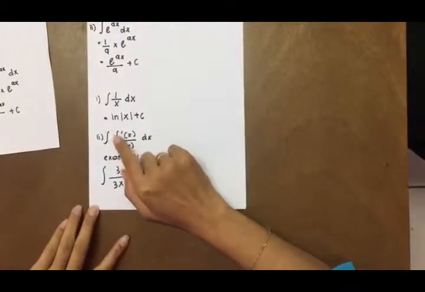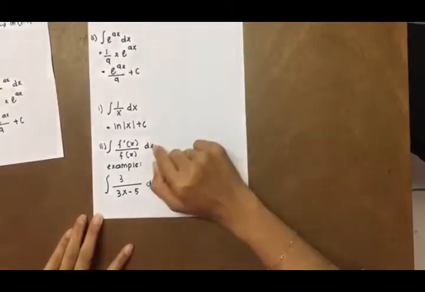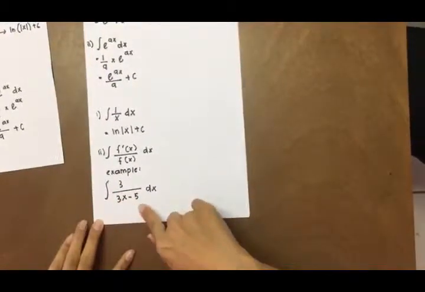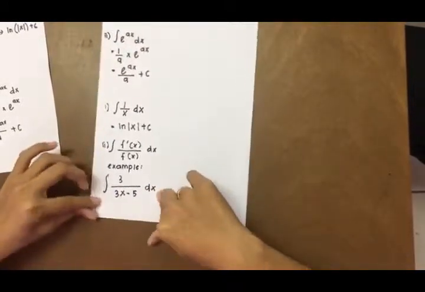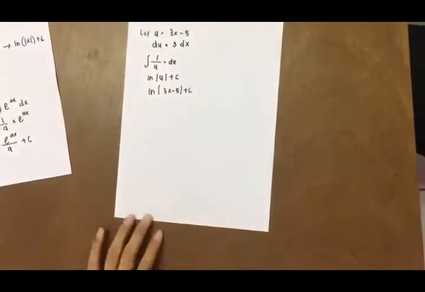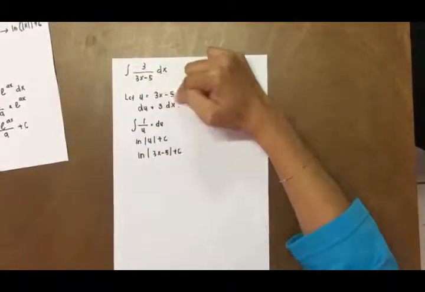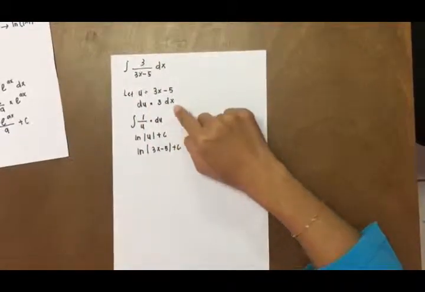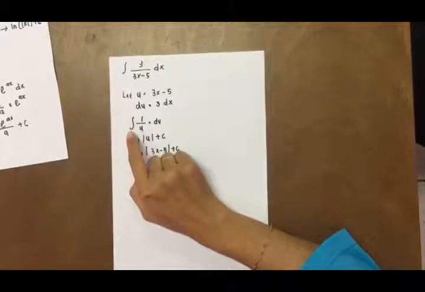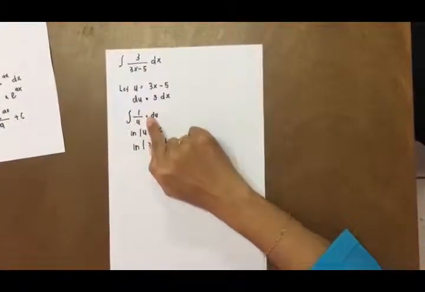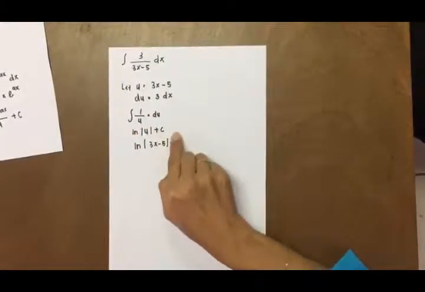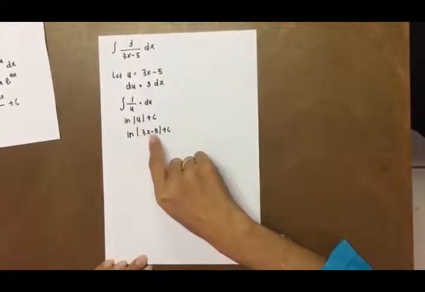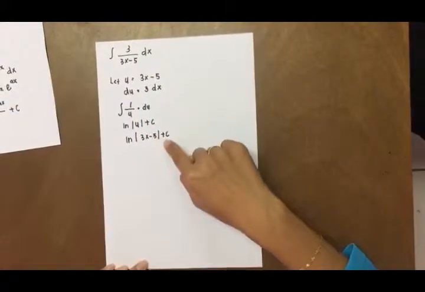For the integral of f prime x over f x dx, I take the example of the integral of 3 over 3x minus 5 dx. We let u be 3x minus 5 and du will be 3 dx. The integral of 1 over u times du will be ln u plus c. We substitute u back, and the answer will be ln of 3x minus 5 plus c.